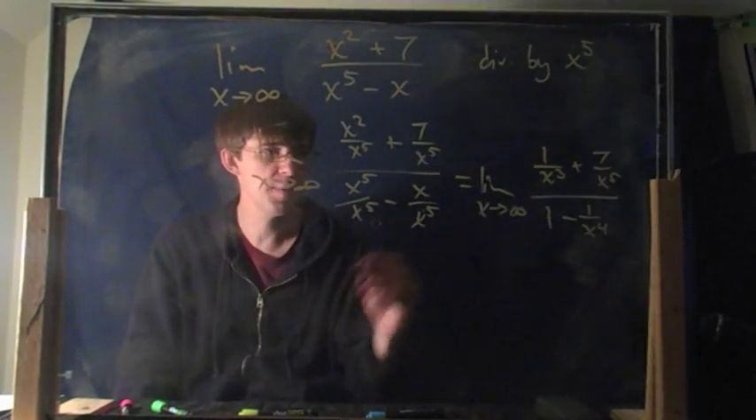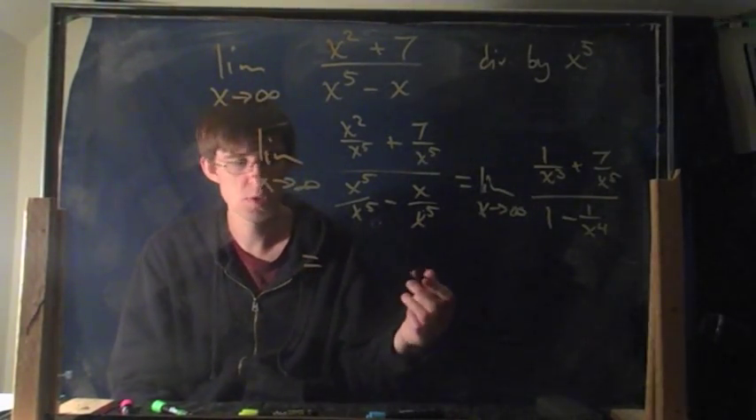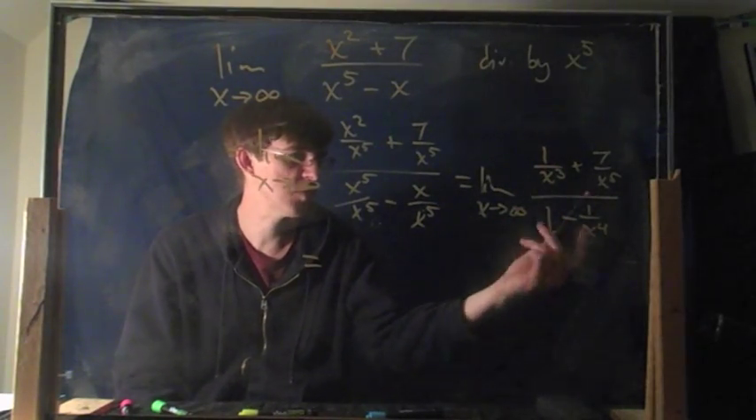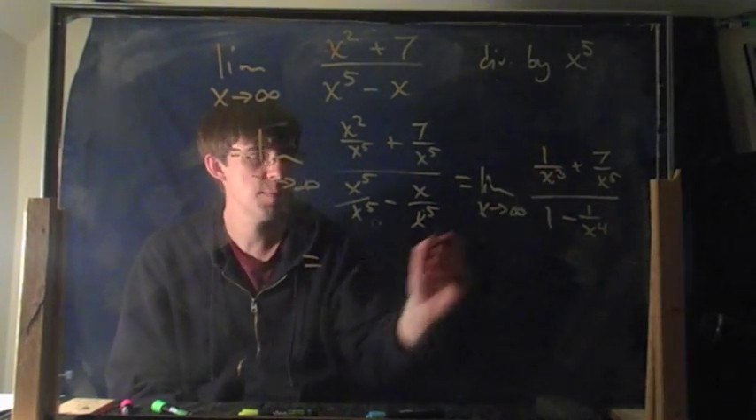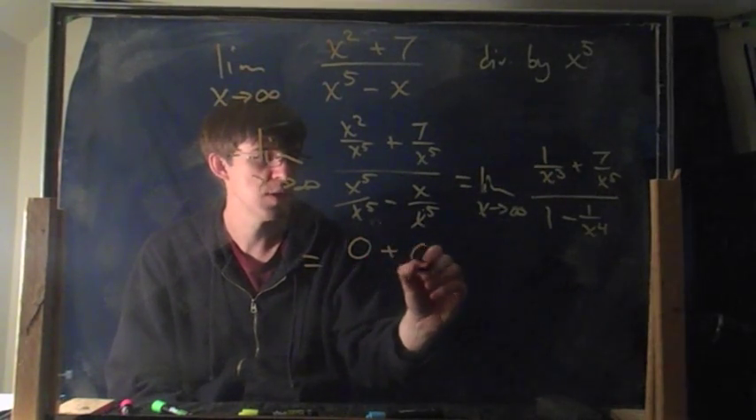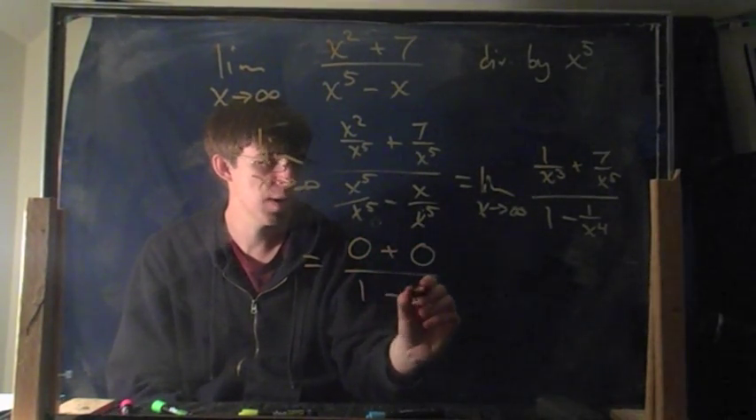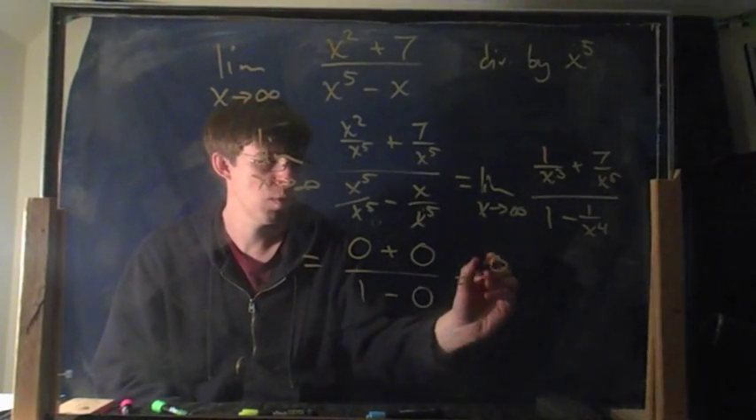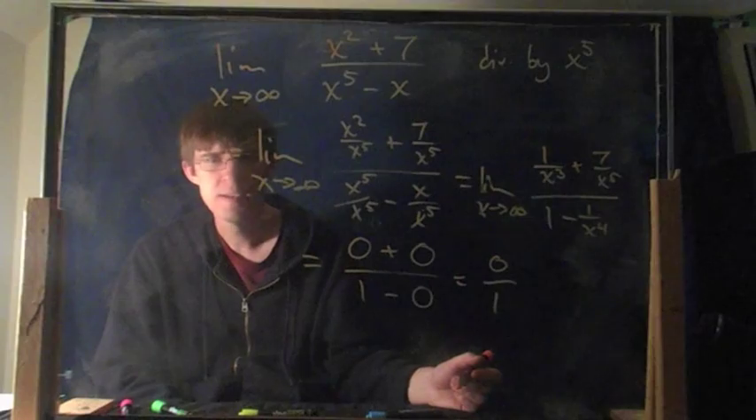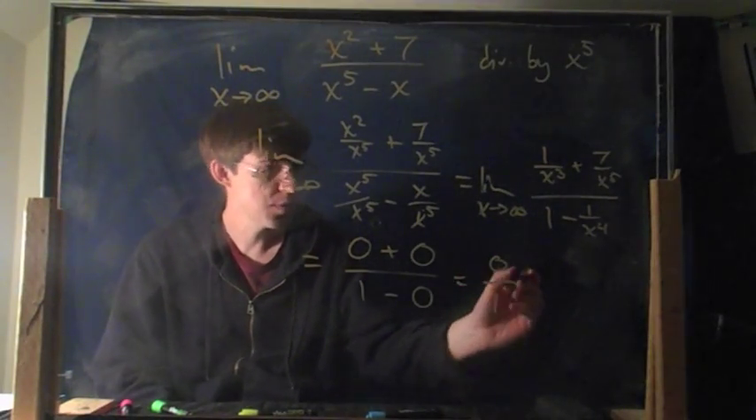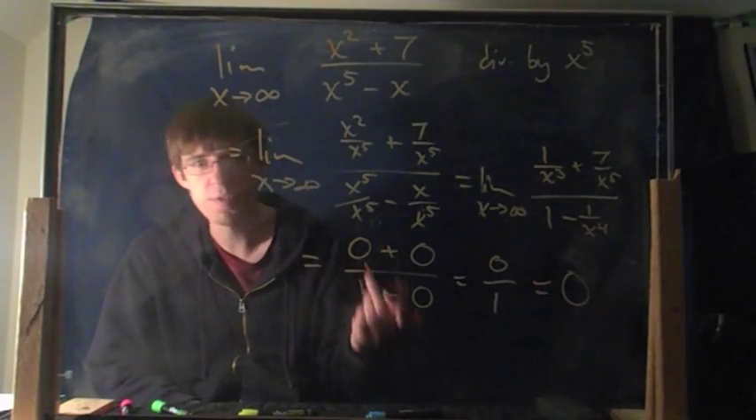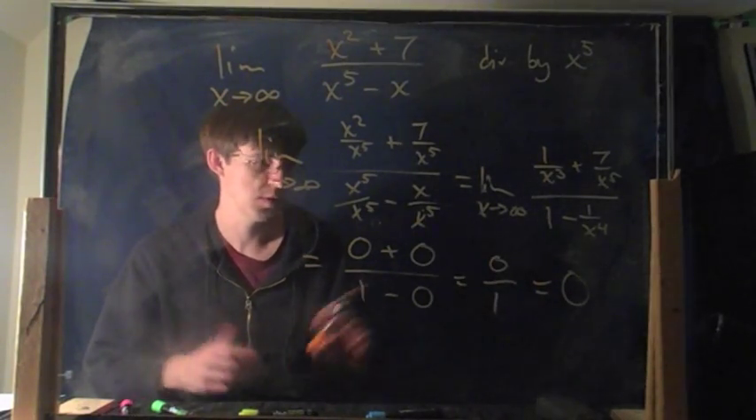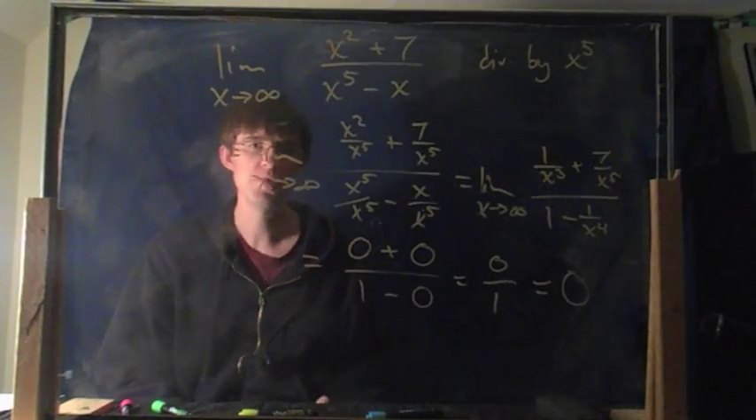Okay, what do you do when you take the limit here? Well, it's the same thing, right? Everything which has x's on the bottom becomes 0, and everything else just stays like it is. So when I do the limit, I get 0 plus 0 divided by 1 minus 0. And what is that? 0 divided by 1? Yeah, that equals 0. You're not allowed to divide by 0. You can't have 0 on the bottom, but you definitely can have 0 on the top. It's just 0. Okay, so this limit is 0.